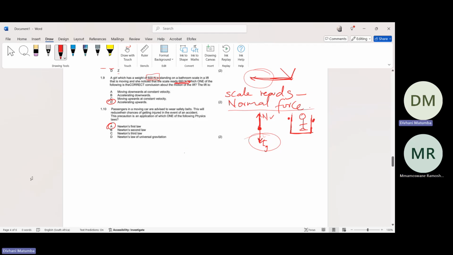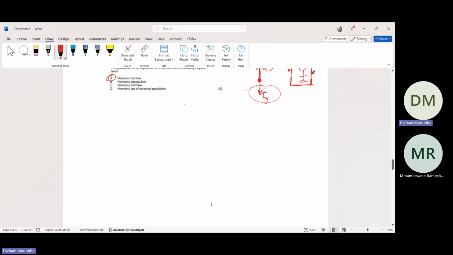The answer is A. They can also ask you, if the force that the man exerts on the belt is F, what will be the force that the belt exerts on the man? It will also be F, but in the opposite direction. Yeah, that's correct. Now I see why you say you have mastered Newton's law.